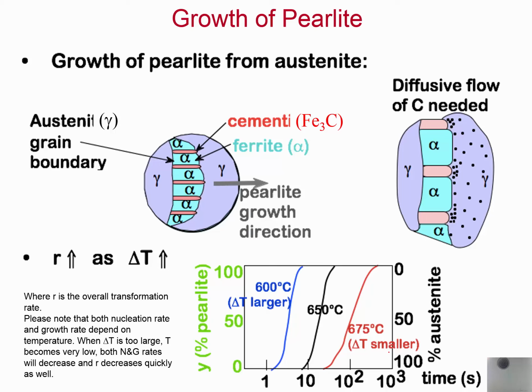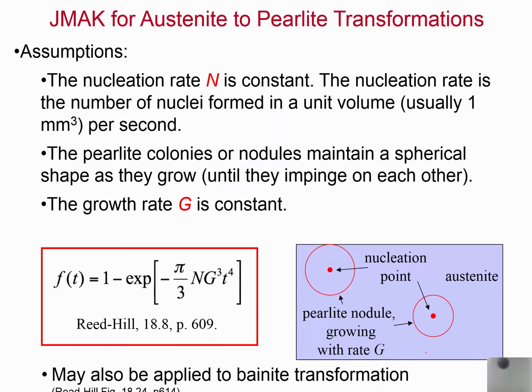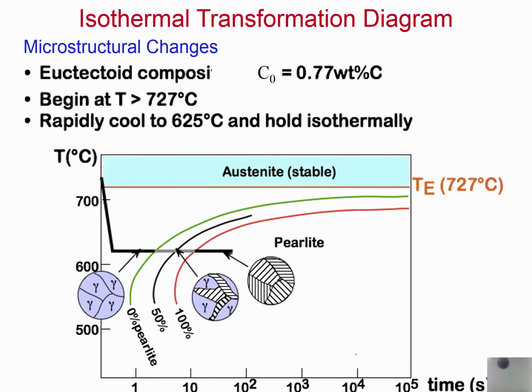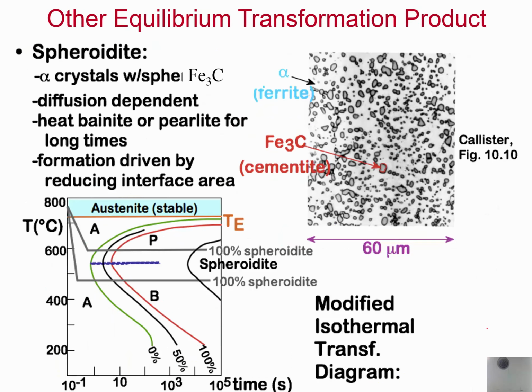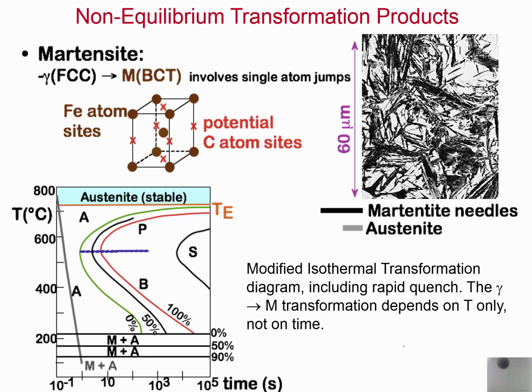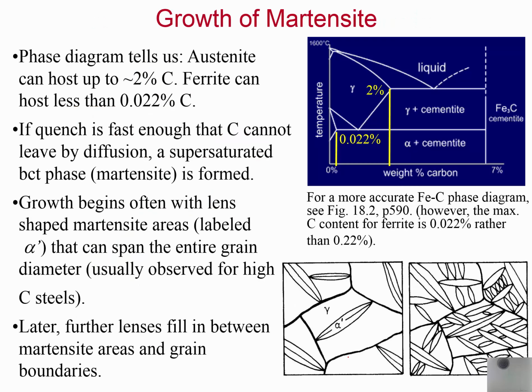So again, this is how pearlite grows. You end up forming these alternating plates of alpha and cementite out of the structure. We talked about as much of JMAK as we're going to. This is where the C curves come from. A lot of this is fairly redundant. Again, here is the formation of martensite out of austenite.